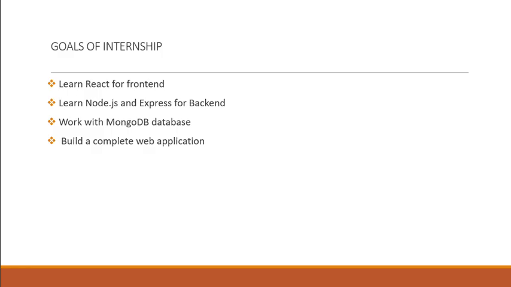The third goal was to work with MongoDB database, which is a NoSQL database used to store application data in a flexible format. The final and most important goal was to combine all three technologies to build a complete web application from scratch. These goals guided my learning and project development throughout the internship.